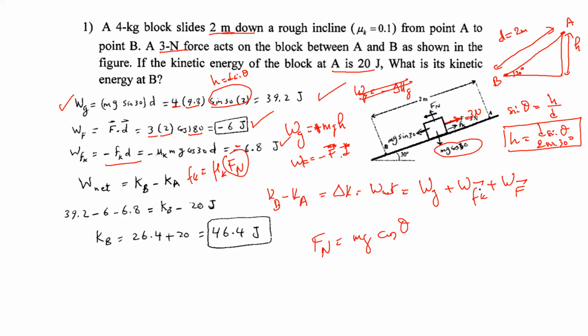Now I can get the net work. I just sum all the different works. I know the initial kinetic energy. I know the final kinetic energy. And you see the final kinetic energy is bigger than the initial kinetic energy, meaning I'm speeding up. This force and the friction are not enough to stop it; the x component of the gravitational force, the mg sine theta, is dominating the motion. So I'm going down and I'm speeding up.